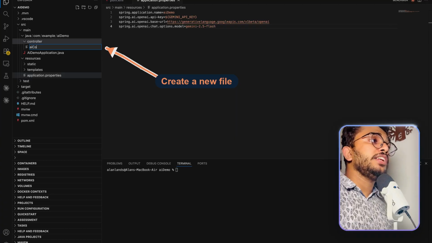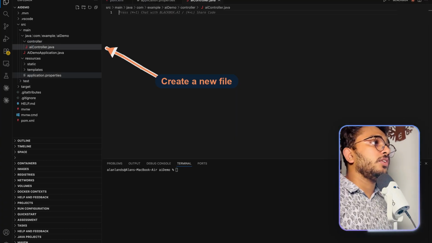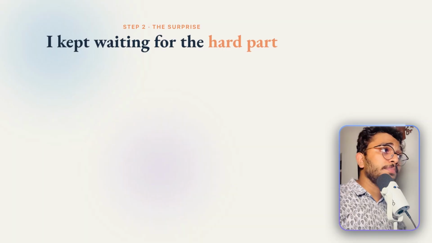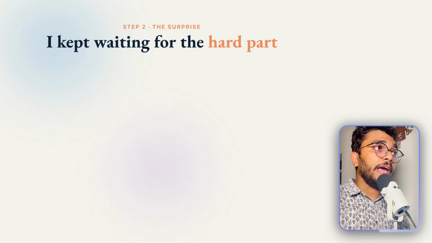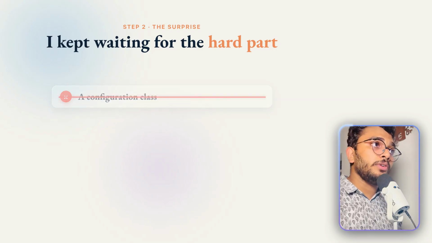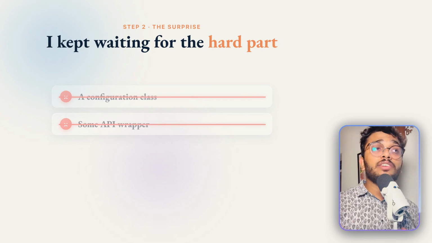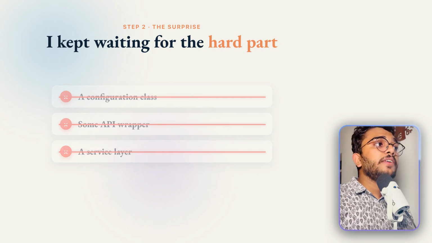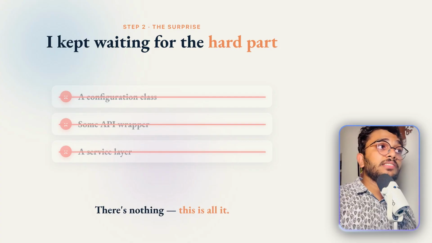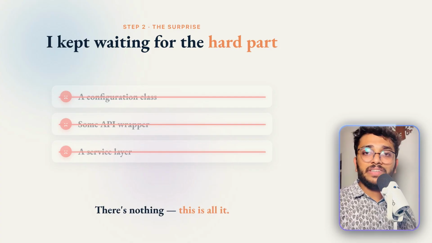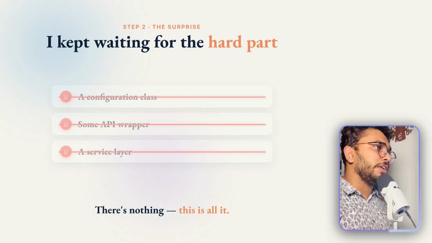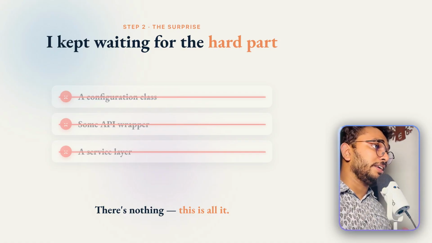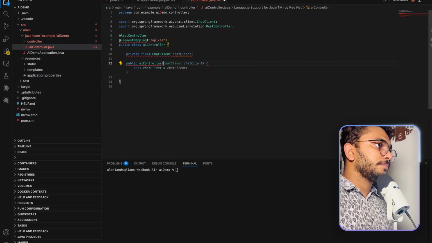So we're going to create a new file called AiController.java. Now here is something that surprised me about Spring AI. The most impressive thing is how little code we have to write. When we first built it, I kept waiting for the hard part, a configuration class, some API wrapper, a service layer. I kept looking for it. There is nothing. This is all of it. Let me write the code.